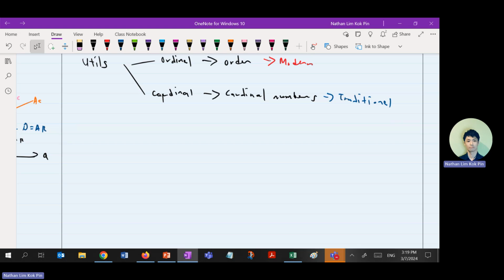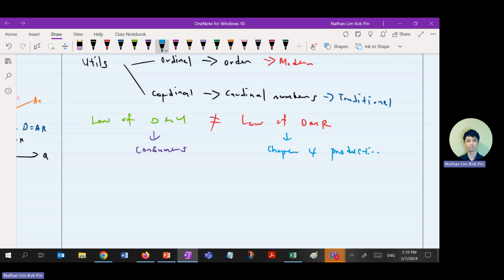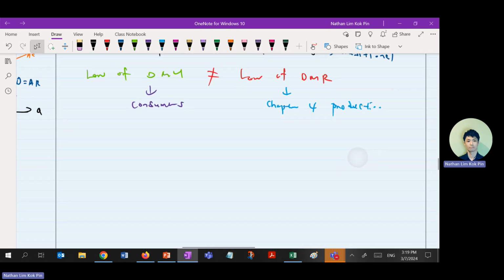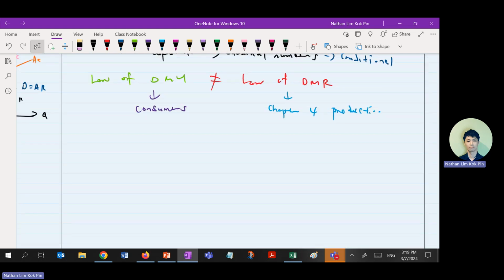And we have the law of diminishing marginal utility. Ladies and gentlemen, law of diminishing marginal utility is different from law of diminishing marginal returns. Right? Okay, take note. This one is for consumers. This one we learn in chapter 2. This one is DMR. This one we learn in chapter 4 under production. If you ask me which one will come up more often, DMR will come up more often than DMU, right? But still go through.